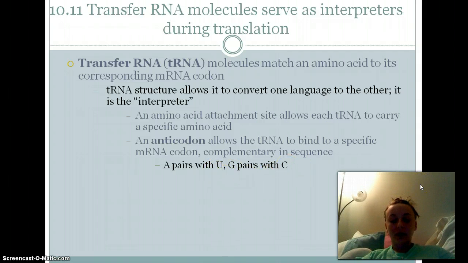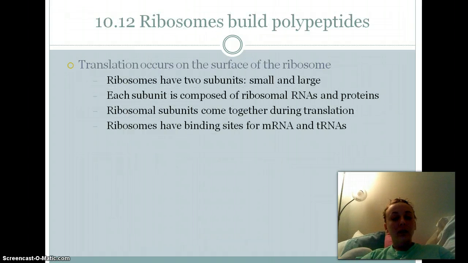So just like with mRNA, tRNA uses U instead of T. So 1012, ribosomes are what builds polypeptides. So it's what builds those proteins. Ribosomes are all over the cell. They're in the cytoplasm, they're in the rough ER, but right now we're floating around in the cytoplasm because remember, we leave the nucleus with our message and we go into the cytoplasm. So this is where our translation will occur.